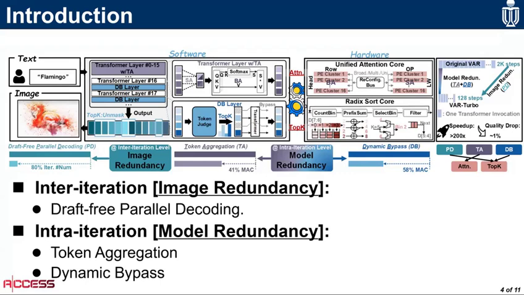At the hardware side, VAR-Turbo has two unique hardware units. First, unified attention core, and second, radical source core, to efficiently support the previously mentioned algorithm pipeline.